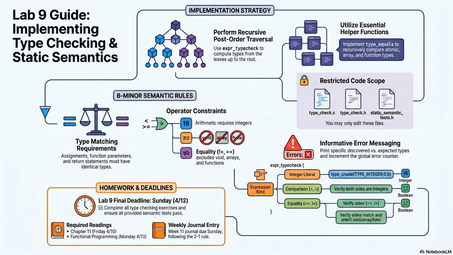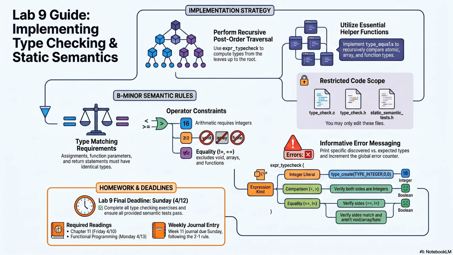Exactly. So now that we know the rules, let's talk about the engine of your type checker. How do we actually enforce this across an entire program? Because knowing the rules is one thing, but checking them is another. And the mechanism for this is a recursive post-order traversal of the abstract syntax tree. This is going to be implemented primarily in your expression type check function, or expr type check. Okay, so a post-order traversal. That essentially means evaluating all the children nodes before you evaluate the parent node, right?